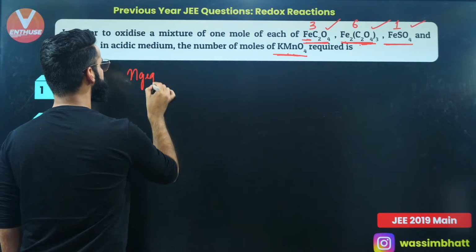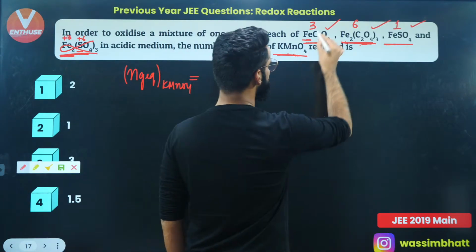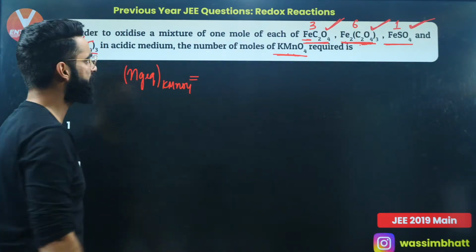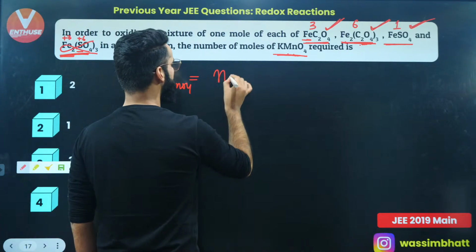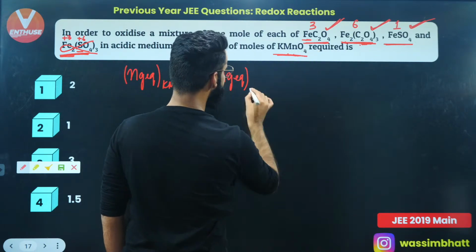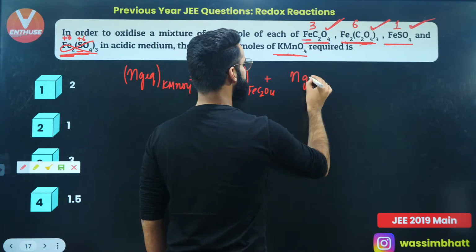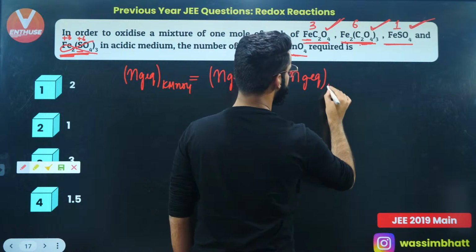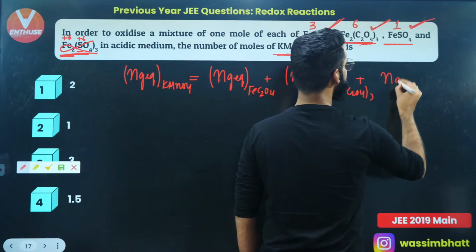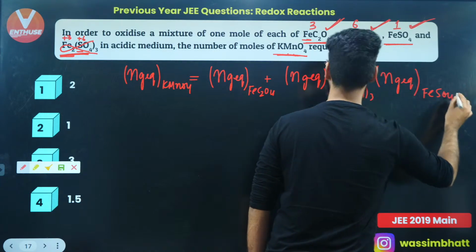Number of gram equivalents of KMnO4 reacted. First of all, some part of KMnO4 is going to be reacting with this one, and some part of KMnO4 reacting with this one, some part of KMnO4 reacting with this one. I'll say the number of gram equivalents of KMnO4 reacted should be equal to the number of gram equivalents of ferrous oxalate, FeC2O4, which would have reacted in this reaction, plus the number of gram equivalents of ferric oxalate, Fe2(C2O4)3, plus the number of gram equivalents of FeSO4.